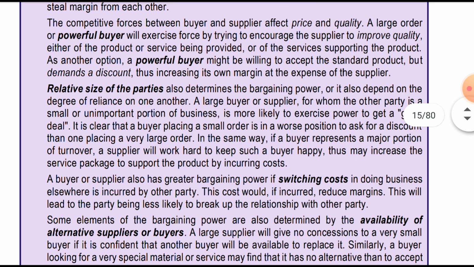The relative size of the party also determines the bargaining power. Of course, the party size determines which party has the power, and it also depends on the degree of reliance on one another. The larger buyer or the supplier, for whom the other party is a small or unimportant proportion of the business, is more likely to exercise the power to get a good deal. It is clear that a buyer placing a small order is in a worse position to ask for a discount than one placing a very large order.